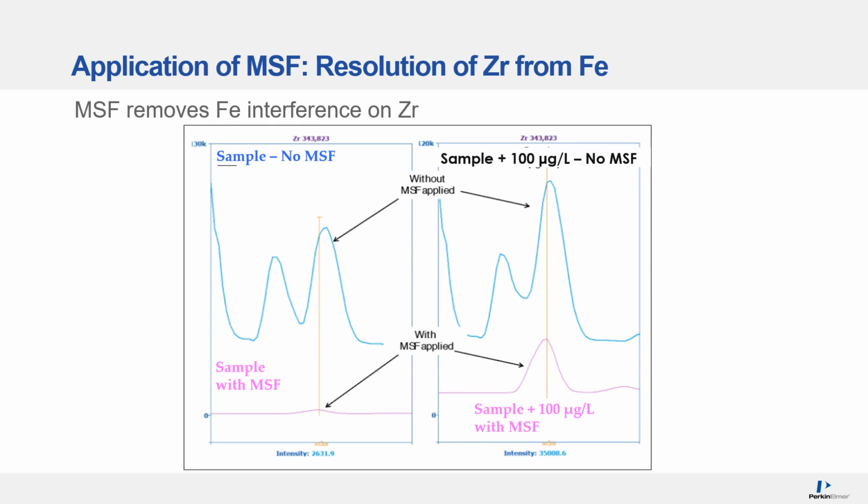So let's look at how MSF can resolve zirconium from iron. In the graphs below, the blue lines are the spectra without MSF applied, and the pink lines are the spectra with MSF applied. On the left-hand side, you can just see the sample with and without MSF. With the MSF correction, you can see a good background with a very small bump where zirconium should be centered around. So now if we look at the right-hand side, where we've added 100 ppb of zirconium into the solution, you can clearly see the zirconium peak.